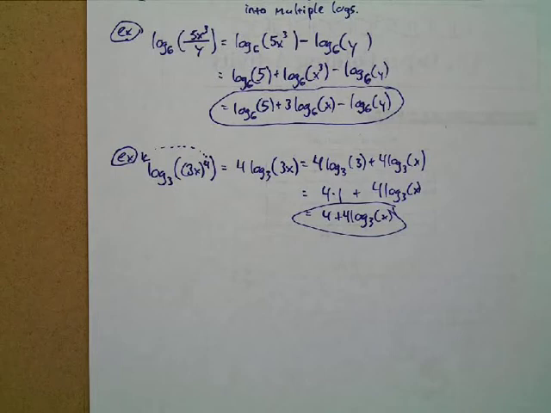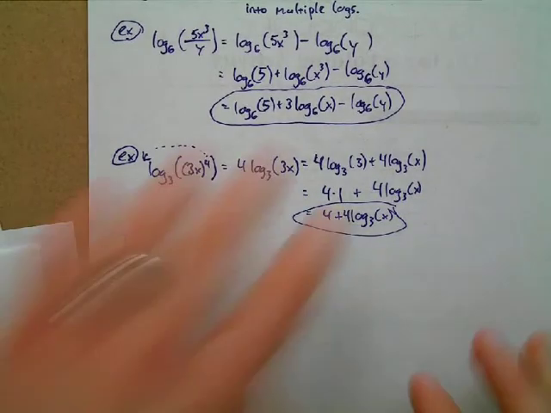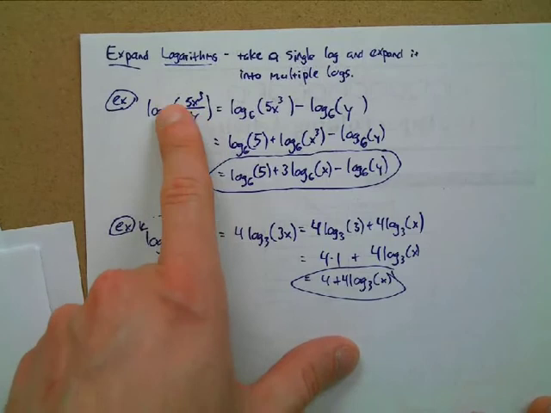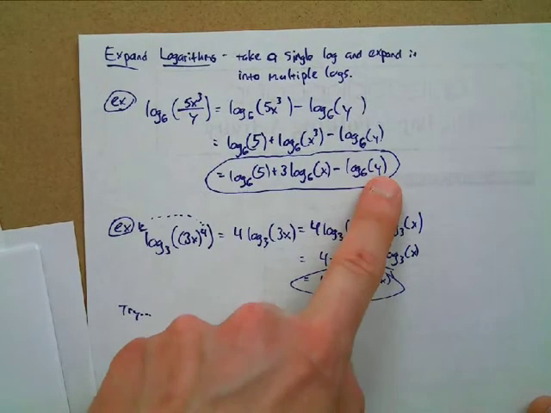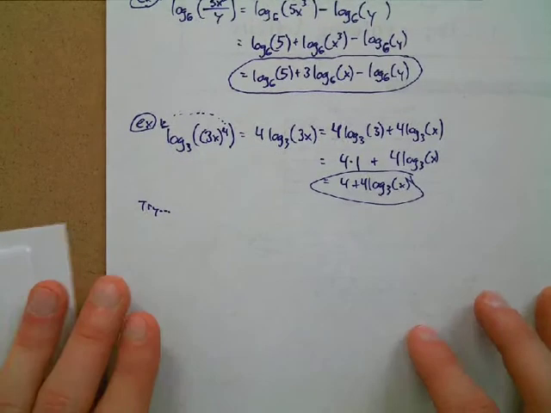Alrighty, questions on any of that? All right, so then I'm going to give you guys a couple to try here. And we're not quite done yet after this, okay, because I also want to show you how to go reverse from this. So take these multiple logarithms and condense them to a single logarithm. So what we just did is we took a single logarithm and expanded it to multiple. We also want to take multiple logarithms and condense them down to a single logarithm too. But here I'm going to give you a few to try before I go too crazy here.